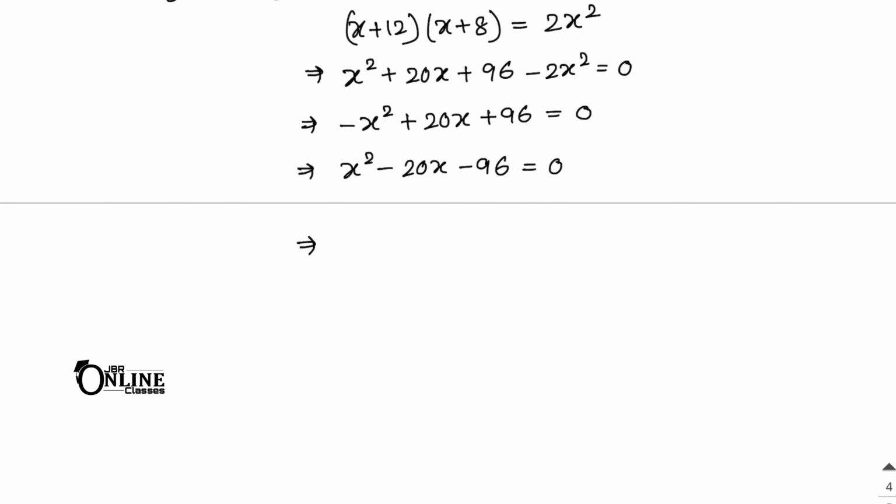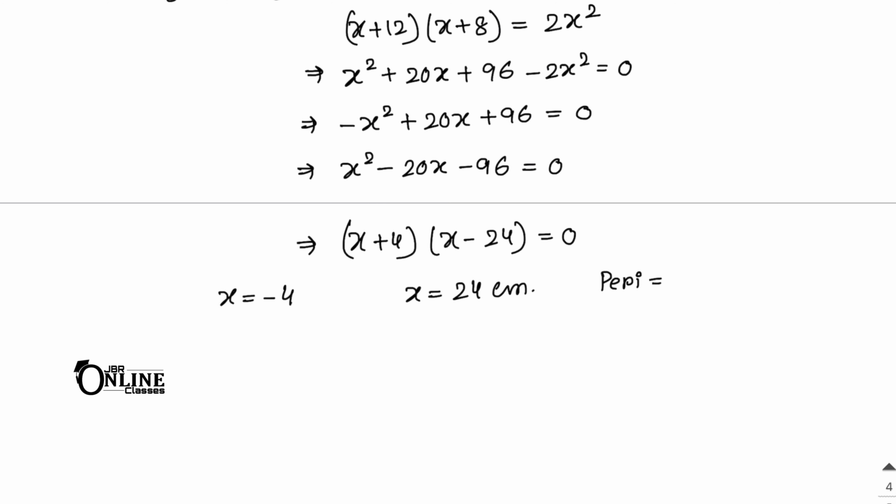Then by middle term factorization method, here you will get x plus 4 and then here x minus 24, equal to 0. So x equal to either minus 4, which is not possible, then x equal to here 24. So 24 centimeter is the side of the square. Now you have to find out the perimeter of the square, that is 24 into 4, that equal to 96 centimeter.